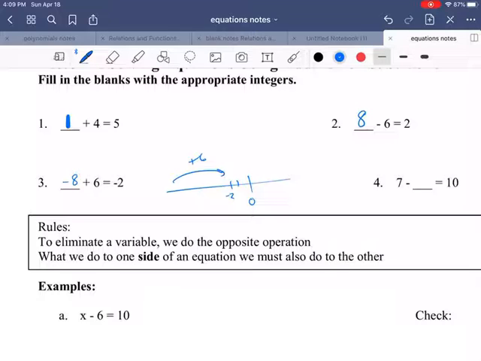7 minus something gives us 10. Well, if we're subtracting something, but we're getting more, this has to be a negative as well. So that's going to be negative 3, because really that's like 7 plus 3 is equal to 10.